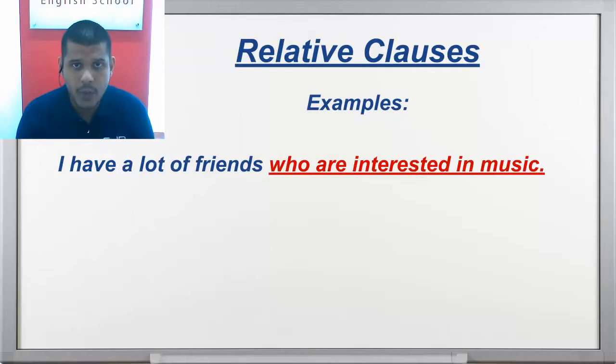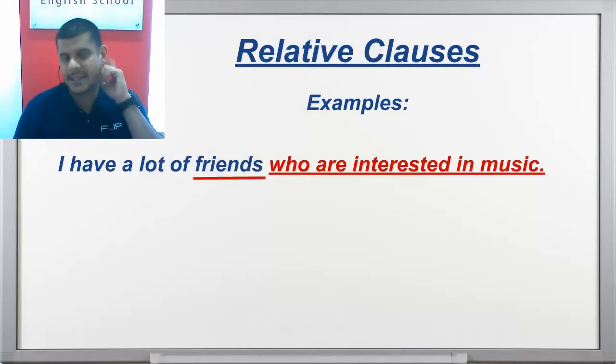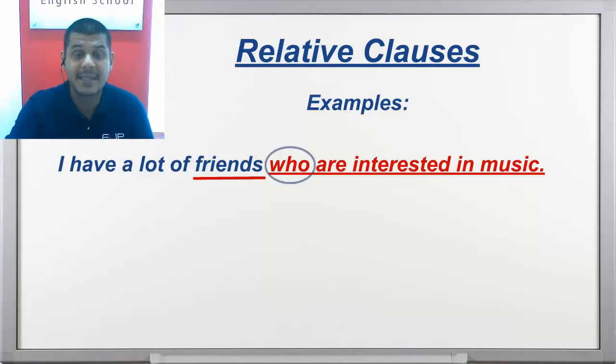Now, how do we put them together? Let's read it again. I have a lot of friends who are interested in music. Okay, question. Friends, take a look. The friends, are they things or are they people? Are they objects or are they people? They're people, right? So every time I have people, and I want to join the two sentences, in the second sentence I will use who, because who will represent the people I mentioned before. So I have a lot of people who are interested in music, all right? Because my friends are people, and in this case, I will use who, okay?